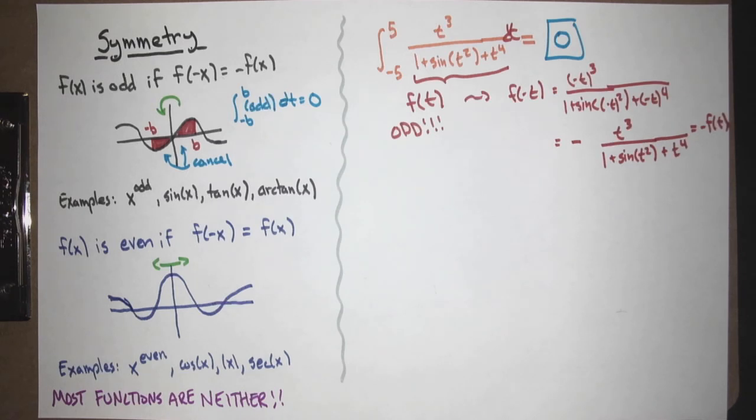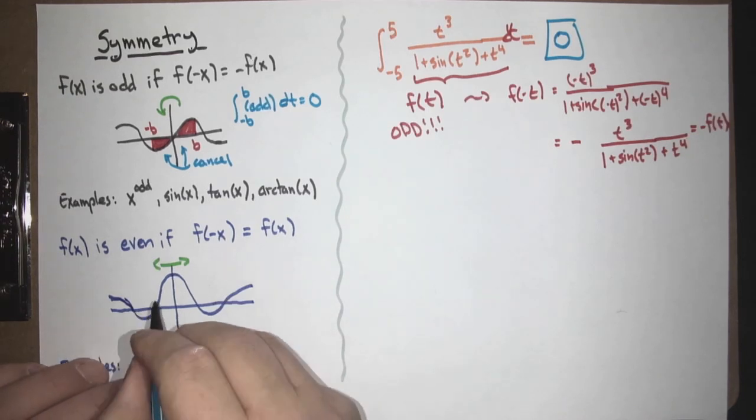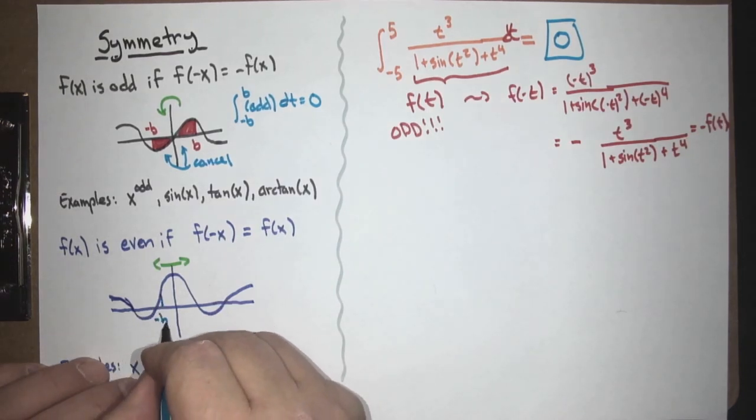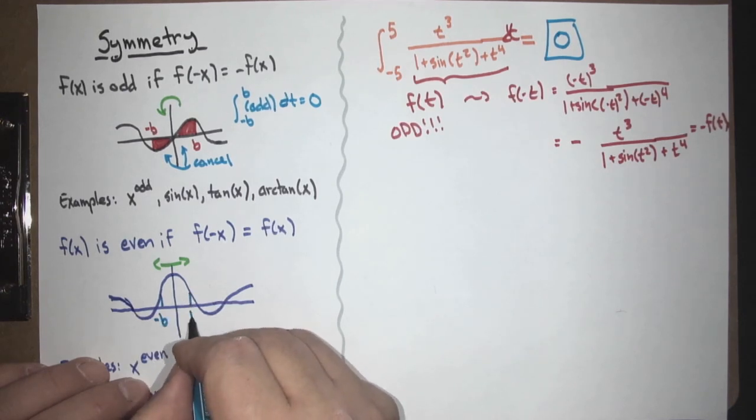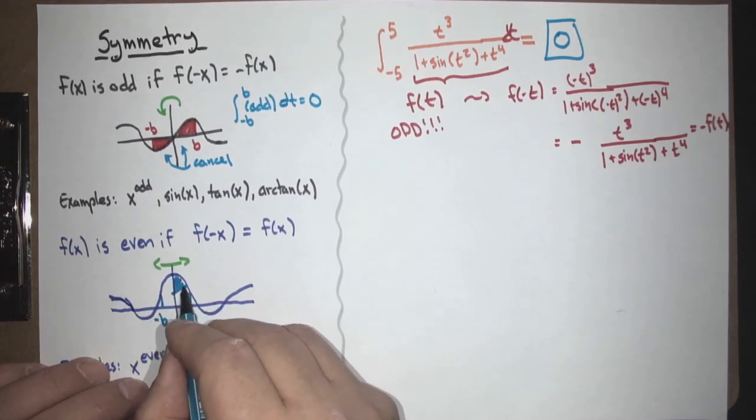Now what about for even? Is anything happen for even? So suppose we do something similar downstairs. Negative b, positive b. Now what happens?